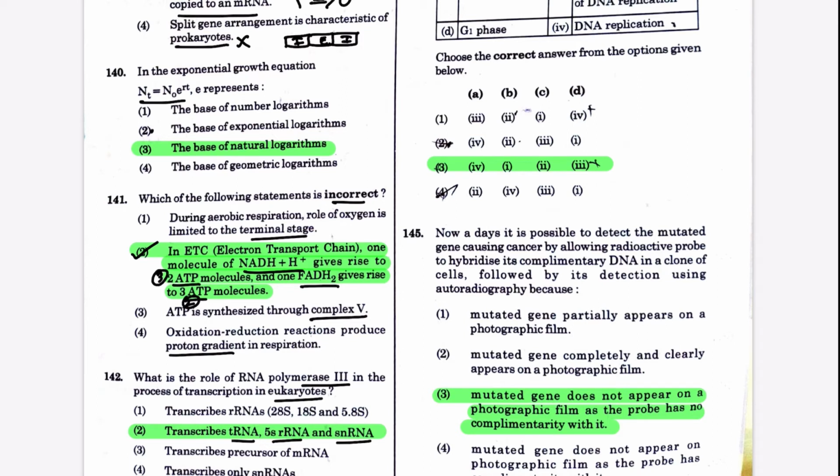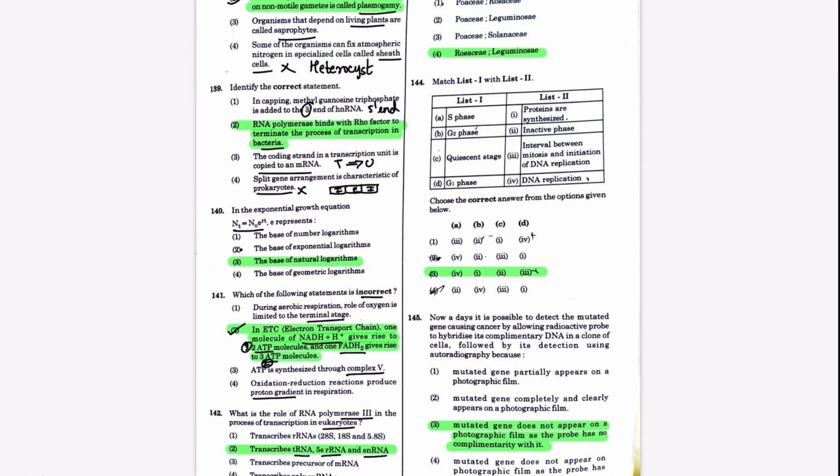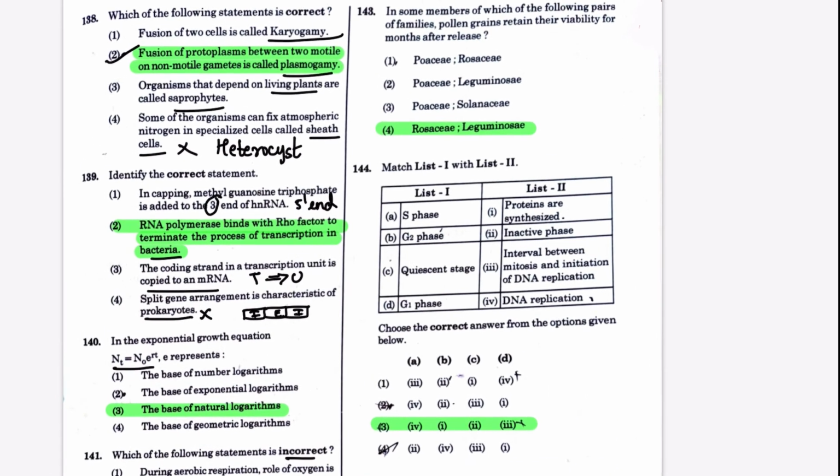Okay, so one will transcribe rRNA, 2 will transcribe mRNA and hnRNA, and 3 will transcribe all these 3: tRNA, 5S rRNA and snRNA, small nuclear RNA. Okay, we'll move to the 143rd question.